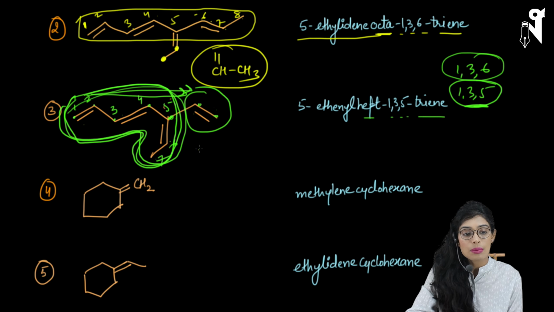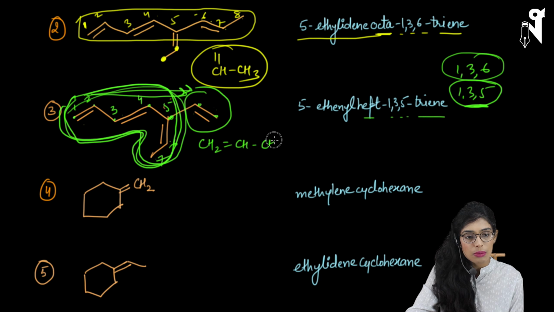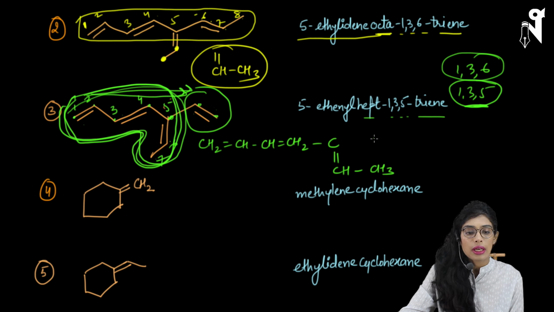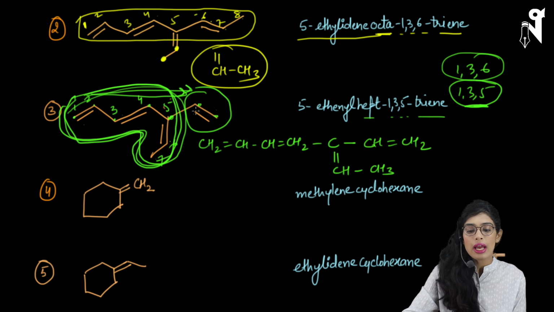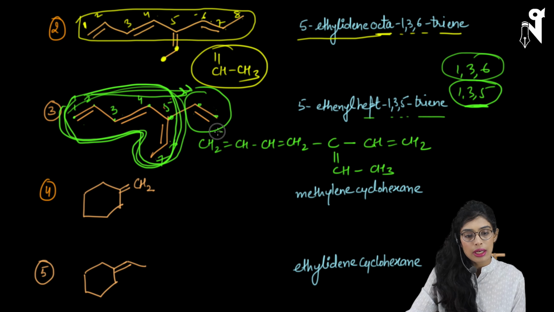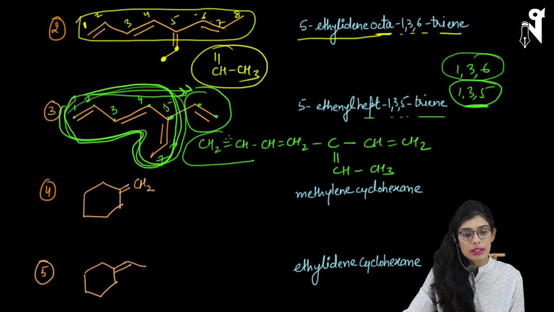This branch is nothing else, but let me just write it, simplify this chain. This is CH2 double bond CH, single bond CH, double bond CH2, single bond C, double bond CH, CH3, and then going straight, you have CH, double bond CH2. So this is the thing. We have selected this chain, let me take a different color pen, as our principal carbon chain.